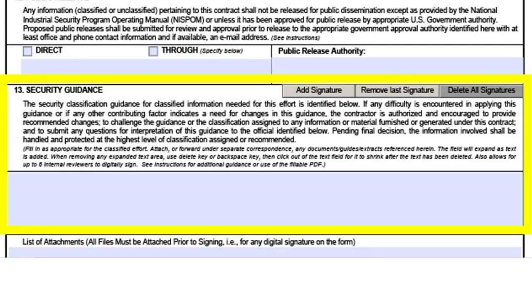At a minimum, you should see a security professional signature. There are times where additional signatures are required, but that is dependent on the type of requirements, such as special access programs or sensitive compartmented information.